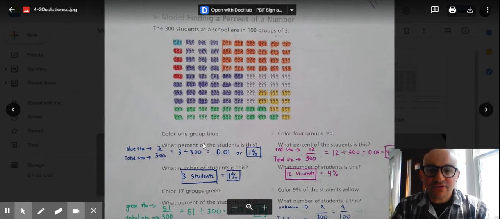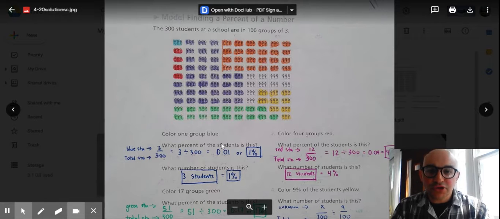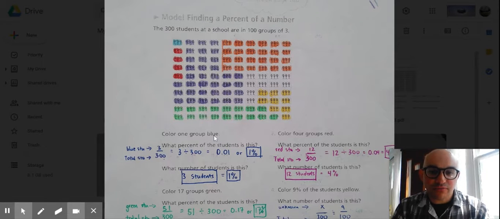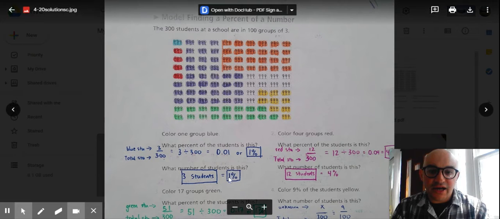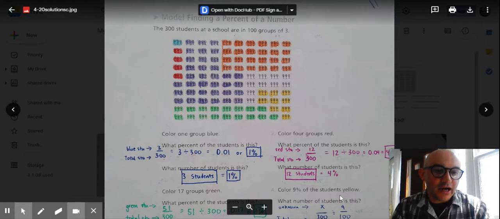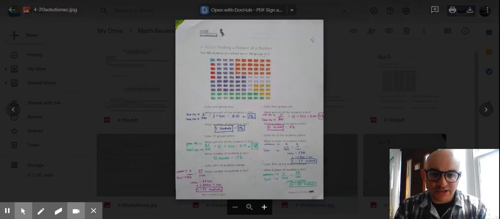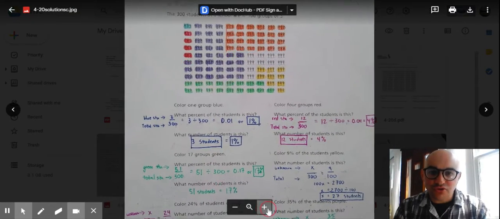If you don't have colors, one thing you could choose to do instead of blue and red, you could choose to put little triangles for blue and circles for red, and then green you could choose a different shape, for example a square. Yellow you could choose a different shape, you could do stars for yellow, and so on and so forth. Just make sure you're tracking it.